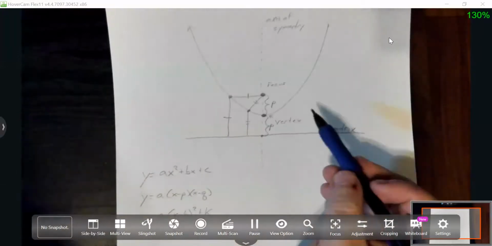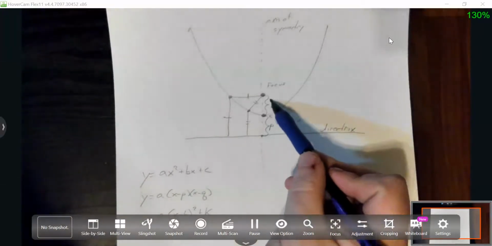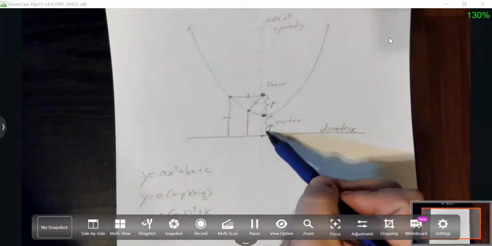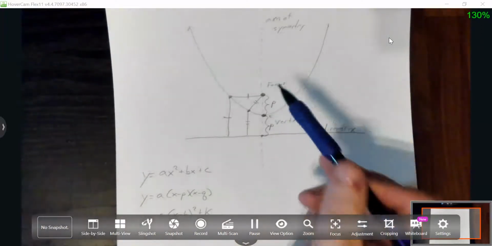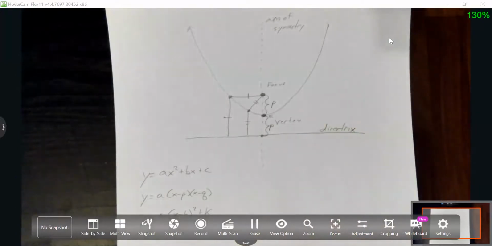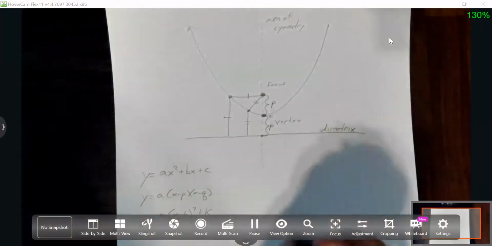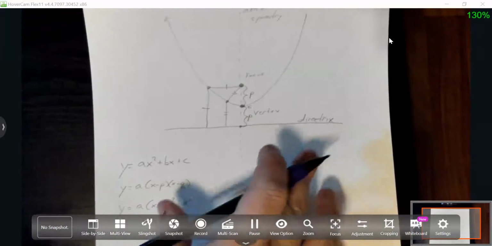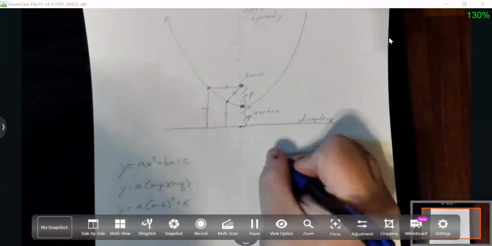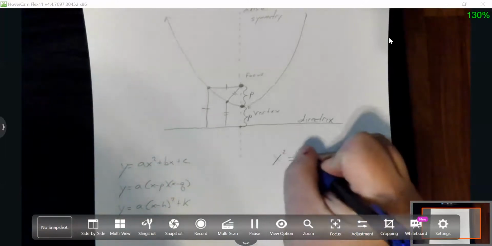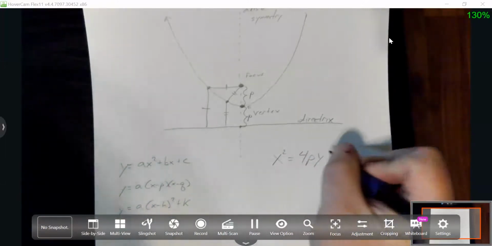So now we're going to add something a little bit different. What we're going to do is describe the parabola in terms of this distance p between the directrix and the vertex, or the distance between the vertex and the focus. Now, if the parabola is centered at the origin, this is relatively straightforward. So our new form, if it's at the origin, is going to be x squared equals 4py.